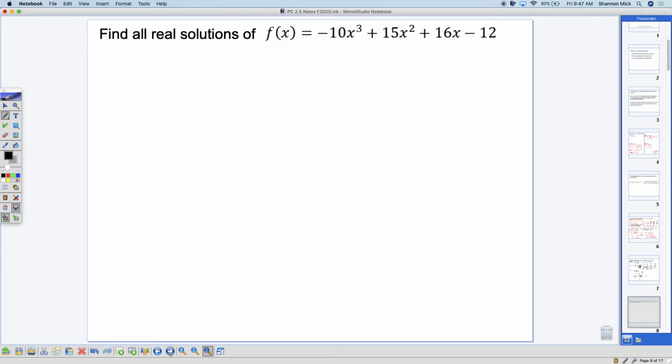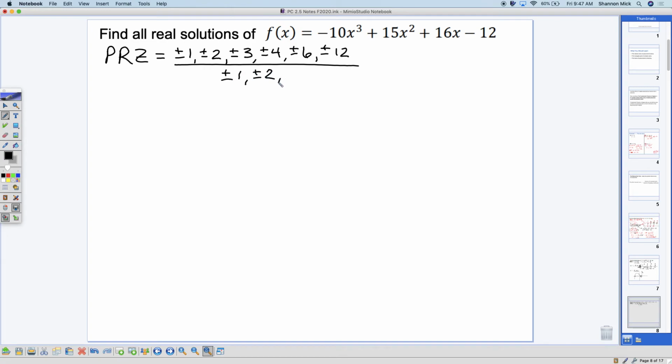So my factors of 12: plus or minus 1, plus or minus 2, plus or minus 3, plus or minus 4, plus or minus 6, and 12. All over the factors of the leading coefficient: plus or minus 1, plus or minus 2, plus or minus 5, and plus or minus 10. See, this is where I'm gonna be confused on how to get all these pairs and stuff.